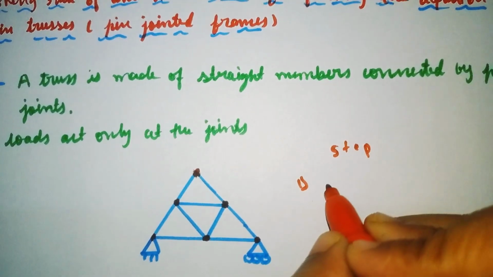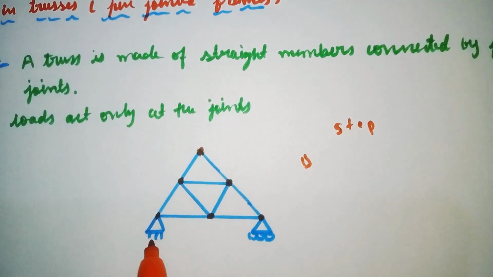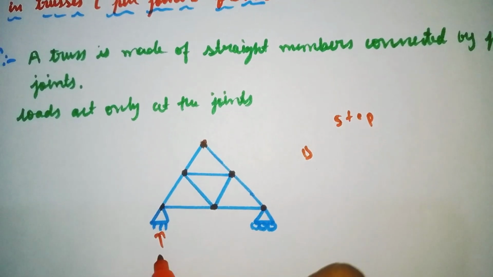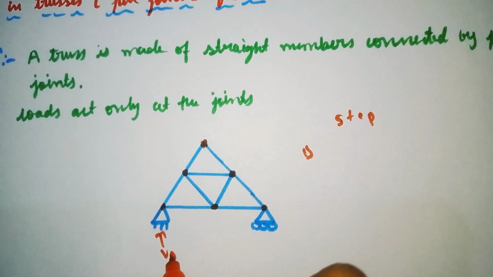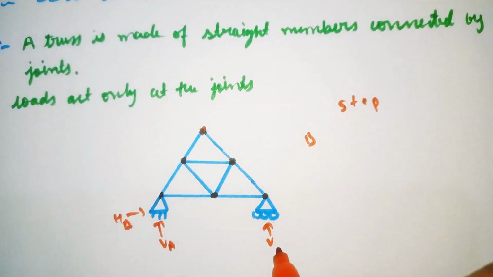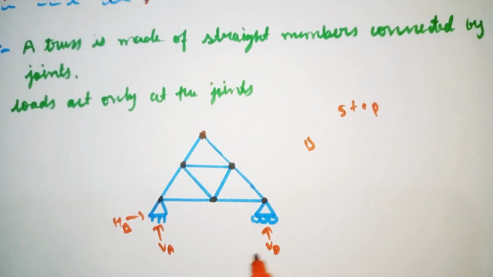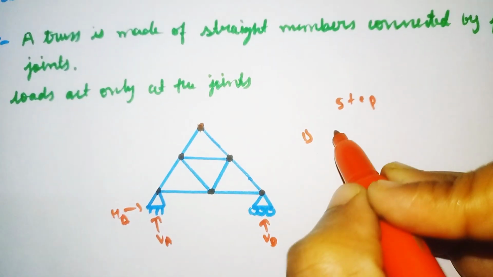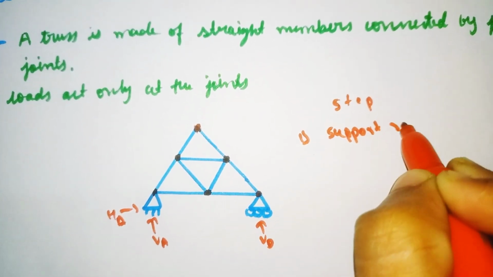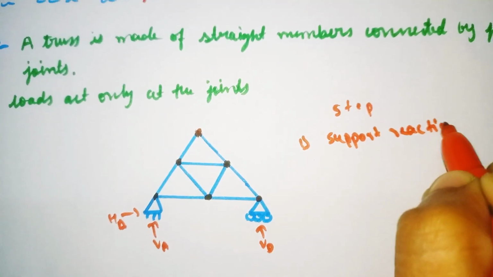The steps involved in this: step 1 is to find out the support reactions. Here we have a hinge support. For a hinge support, how many reactions take place? One is vertical and another is horizontal, and at a roller only one vertical reaction takes place. We need to find the support reactions. This is our first step, to find out the support reactions of the given truss.